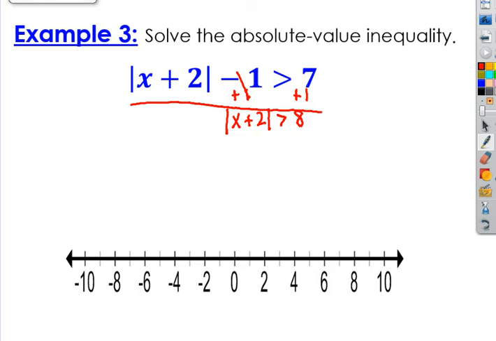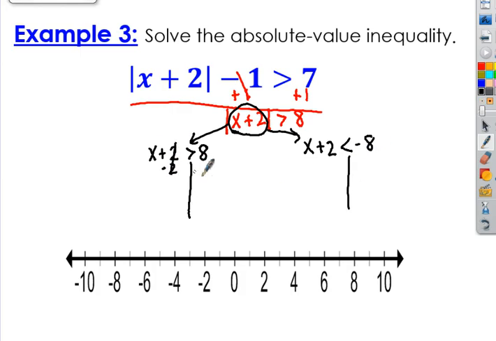Alright, so I'm going to break it apart into my two different equations. The first one, x plus 2 is the normal one, where everything stays the same. This one, x plus 2, becomes less than negative 8. And now I'm going to solve them.